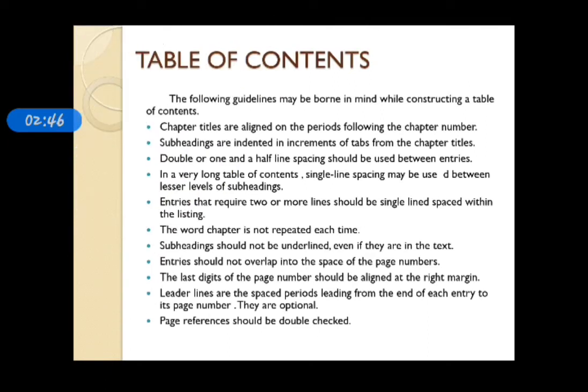Table of contents. The following guidelines may be borne in mind while constructing a table of contents. Chapter titles are aligned on the periods following the chapter number. Subheadings are indented in increments of tabs from the chapter titles. Double or 1.5 line spacing should be used between entries. In a very long table of contents, single line spacing may be used between lesser levels of subheadings. Entries that require 2 or more lines should be single line spaced within the listing.